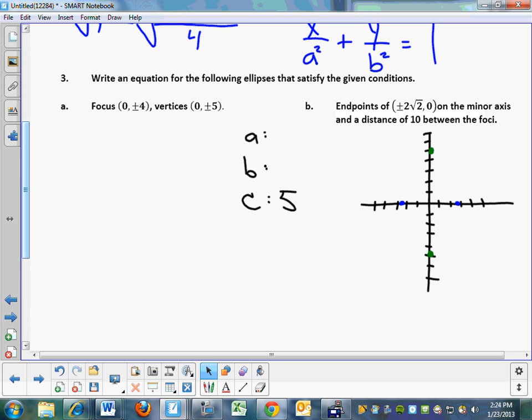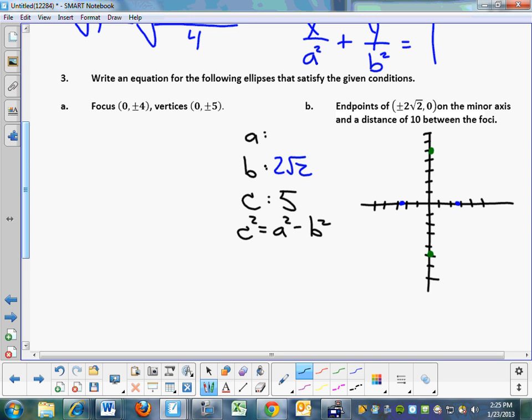How would I find A? Well, do I know A or B right now? B. B is 2 square roots of 2, because that's the minor axis. How would I find A? Good. So if I square C, I get 25. A squared, we don't know. B squared, 2 square roots of 2 squared is 8. Add the 8, I get 33. So A is the square root of 33.